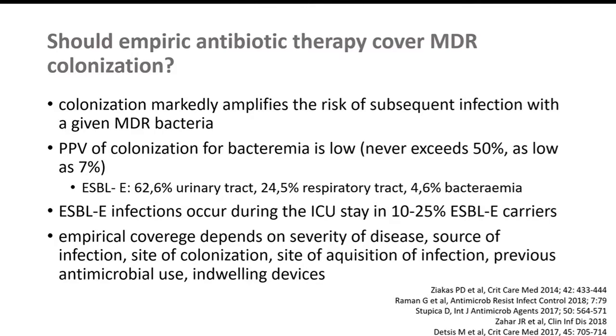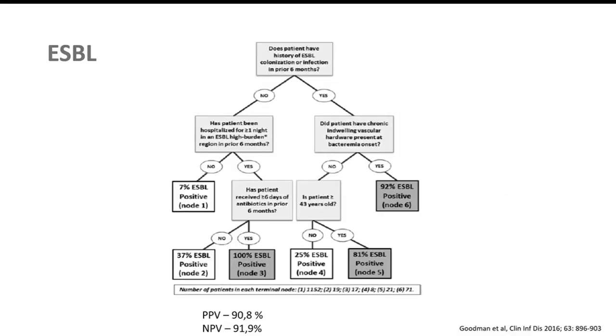And empirical coverage really depends on the severity of the disease, source of infection, site of colonization, site of acquisition of infection, previous antimicrobial use, and indwelling devices. So it's not really an easy decision to make. To help us, Goodman and colleagues created this decision tree where we can see that patients at highest risk have received antibiotics in the prior months before hospitalization and were hospitalized for more than one night in an ESBL high-burden hospital and had a history of ESBL infection. So this is the tree that can help us with this decision.